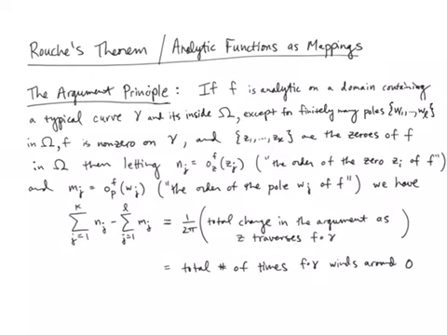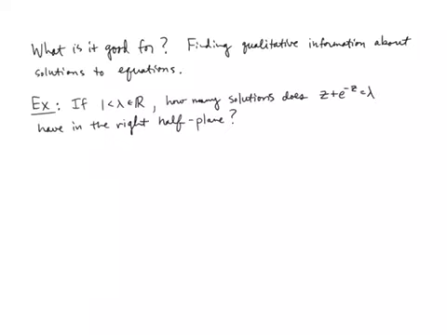So you can count the number of times f makes this curve gamma wind around the origin. You can count that by just counting the multiplicity of the zeros and poles appropriately. So that's the argument principle. So what the argument principle is really good for is finding qualitative information about solutions to equations. So essentially just counting the number of solutions to equations involving analytic functions.